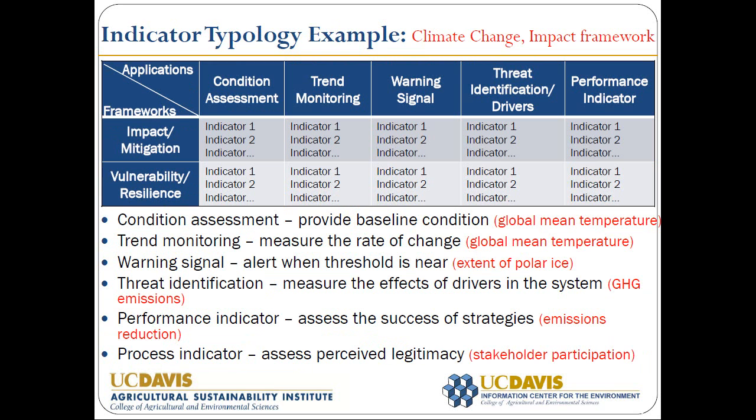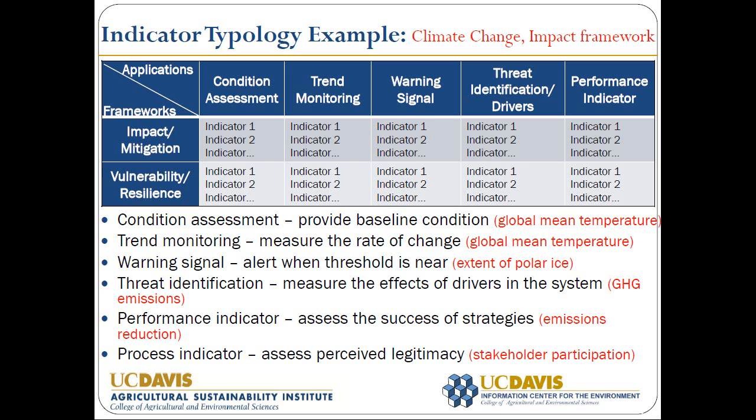This table shows a potential classification matrix for an indicator typology. The rows represent conceptual frameworks that we are using in this project. Columns represent possible uses for indicators. Within each matrix cell are potentially a number of indicators. In this slide, we've provided an example typology using the issue of climate change under an impacts mitigation conceptual framework.